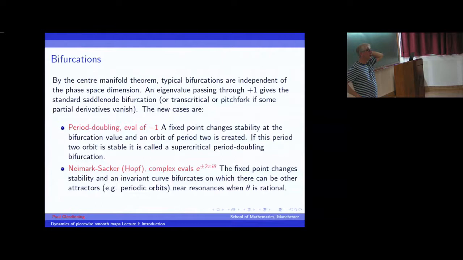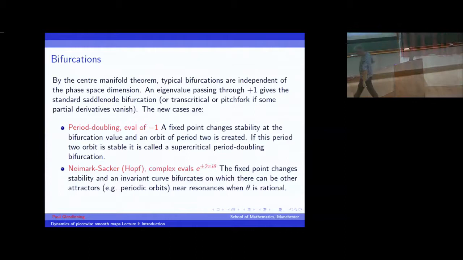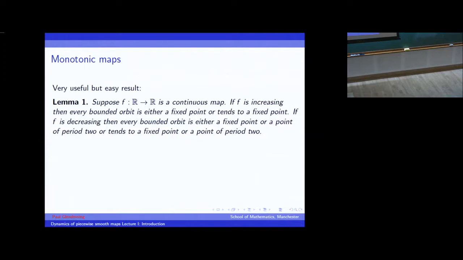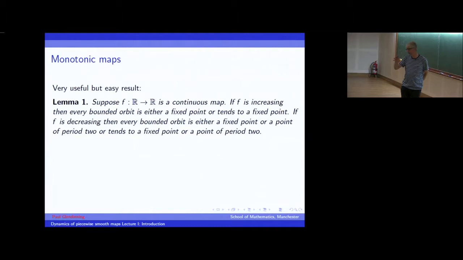Okay, right. So we now come to one of my favorite results, actually. It's really trivial, but it's one of those things which gets you out of problems a lot of the time. So this is one-dimensional. Suppose we have a continuous map of the reals. It could be from an interval to an interval or whatever. And suppose it's increasing. Then every bounded orbit is either a fixed point or tends to a fixed point.